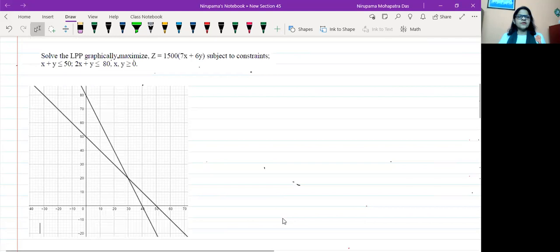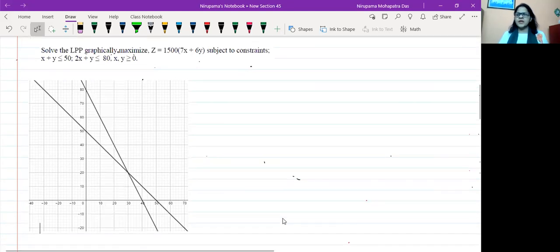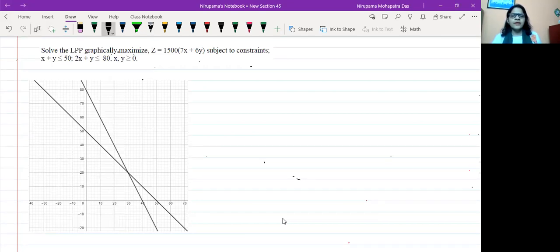Yes, so this is the question. You are going to get this type of questions. Solve the linear programming problem graphically. Maximize z equal to 1500 into (7x plus 6y) subject to the constraints x plus y less than or equal to 50, 2x plus y less than or equal to 80, x, y greater than or equal to 0. So we have to maximize z. This is our objective function.